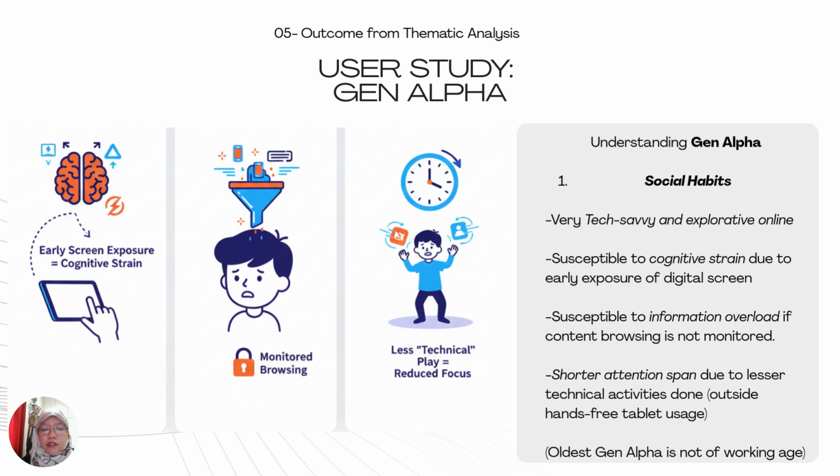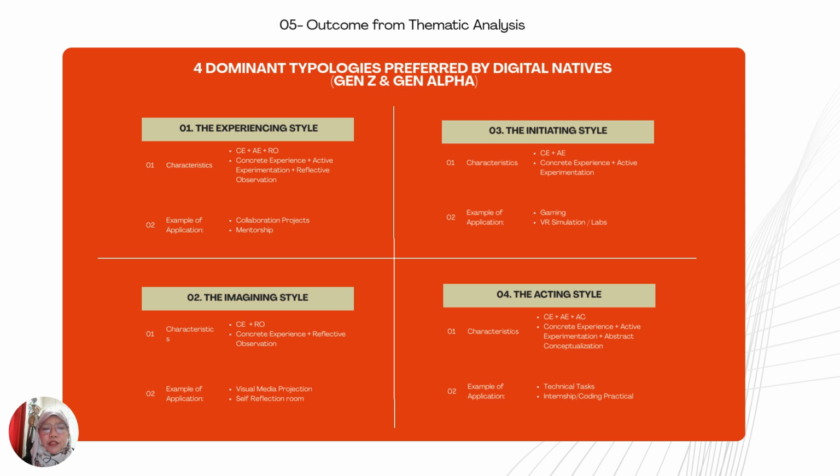So next, the second digital native group is Generation Alpha. Since none of them are of working age yet, we focus on their social habits: very tech savvy, explorative online, susceptible to cognitive strain, and with a shorter attention span due to fewer technical activities done outside of hand-free tablet usage.